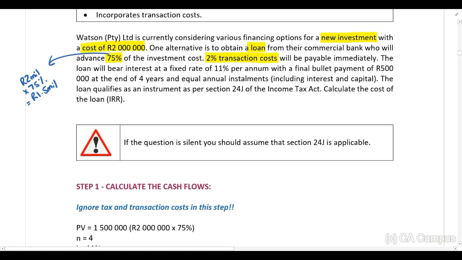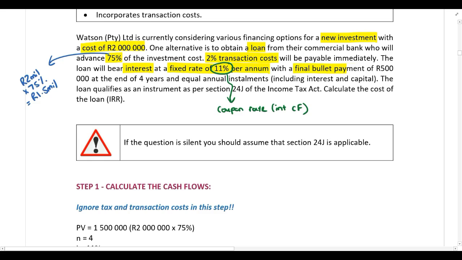2% transaction costs will be payable immediately. The loan will bear interest at a fixed rate of 11% per annum. So guys, this is your coupon rate, which you are going to use to calculate your interest cash flow.